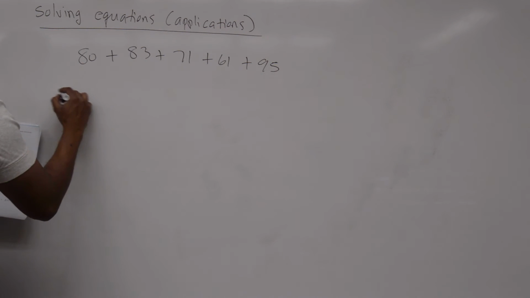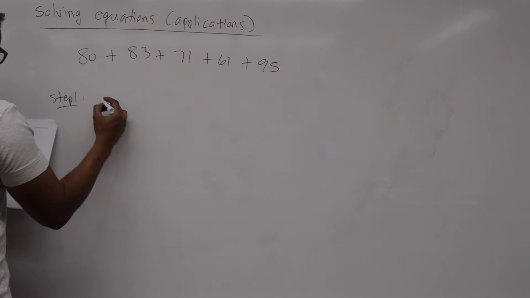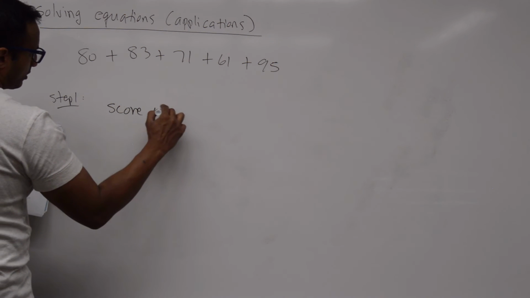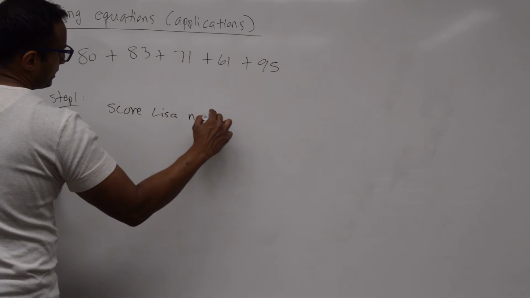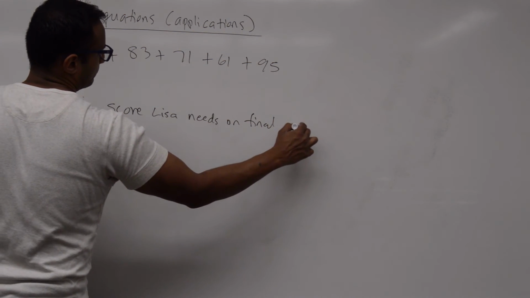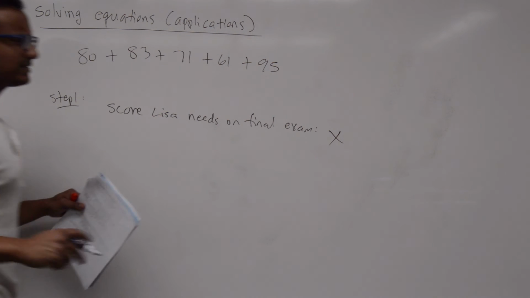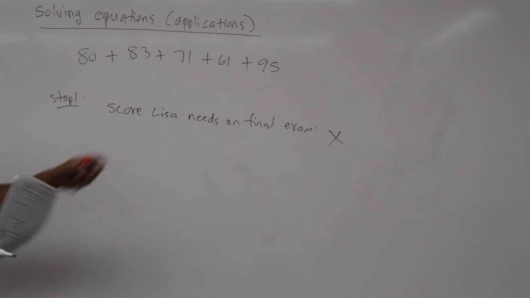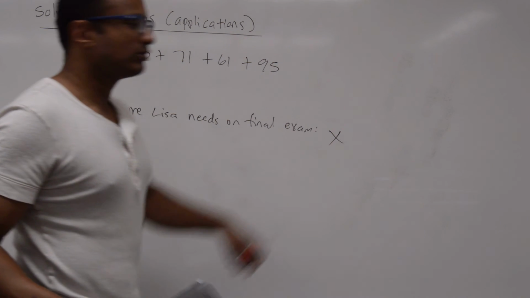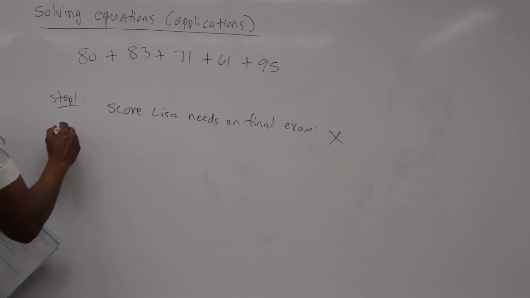So in step 1, we define the variable. So what are we looking for? We're looking for the score Lisa needs on her final exam. And we can call that whatever. We can call it X or S or Y, it doesn't matter. But what we're looking for, the score that Lisa needs on her final exam, that's going to be X. Okay, so we defined our variable. So we only have one in this case.